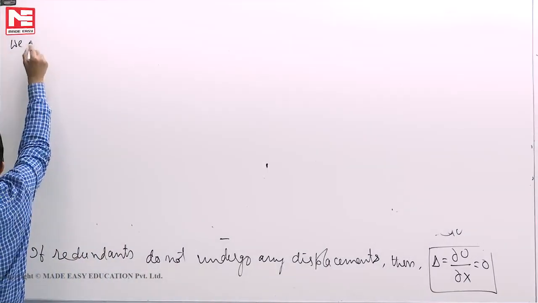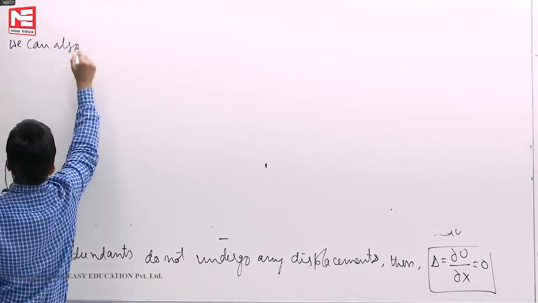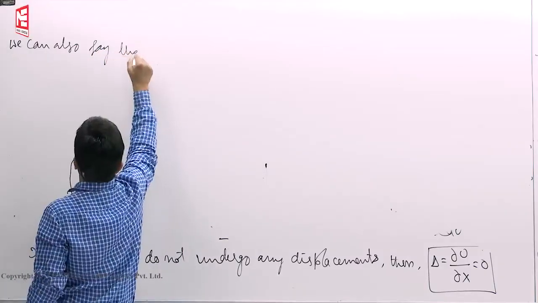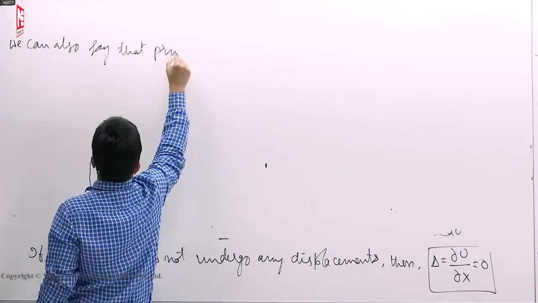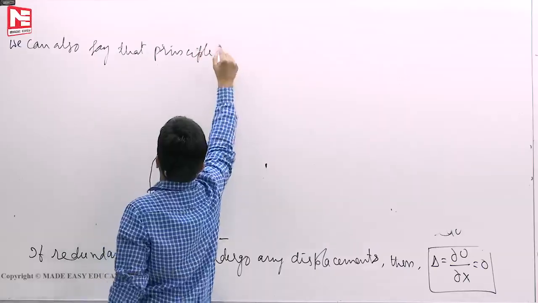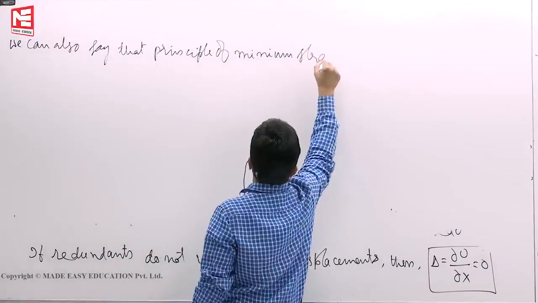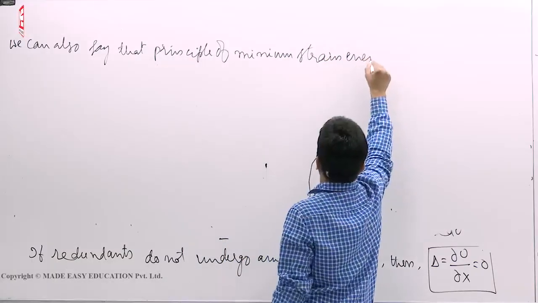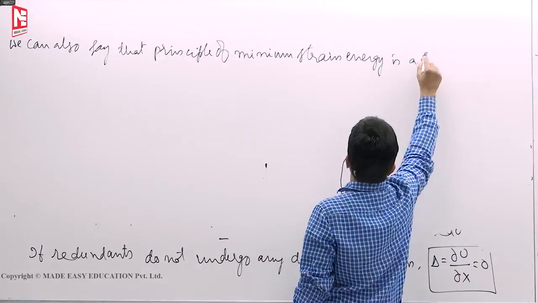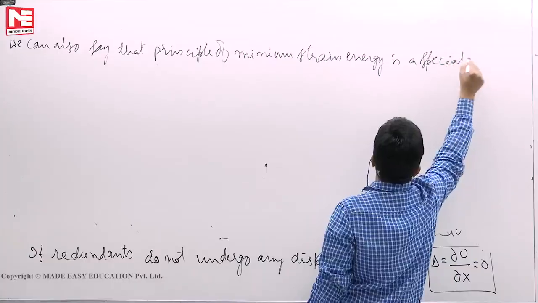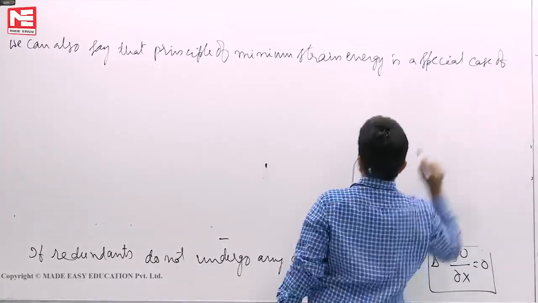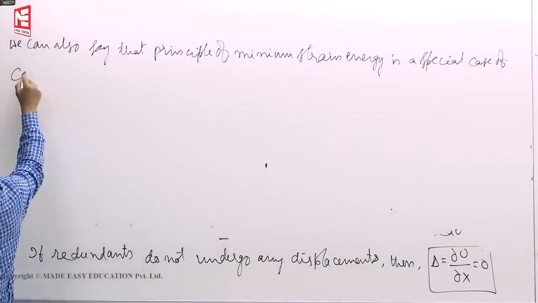Now, we can also say that the principle of minimum strain energy is a special case of Castigliano's theorem 2.